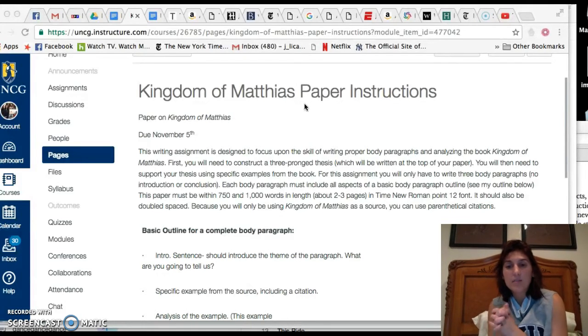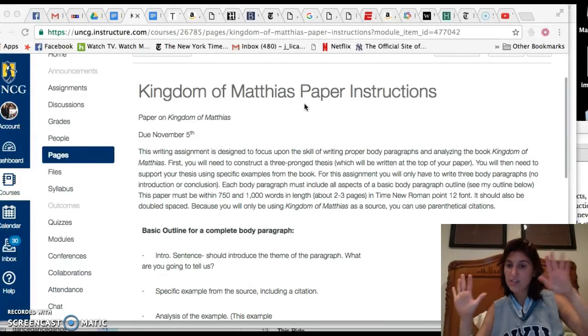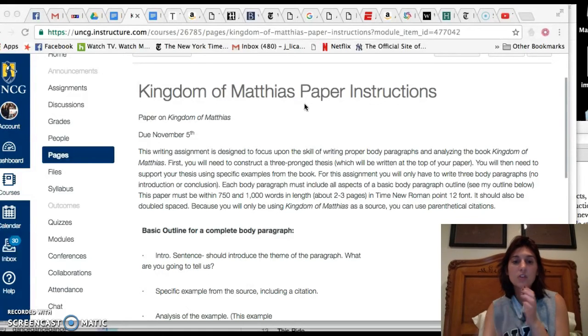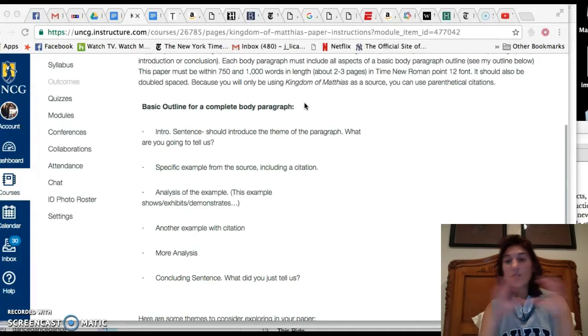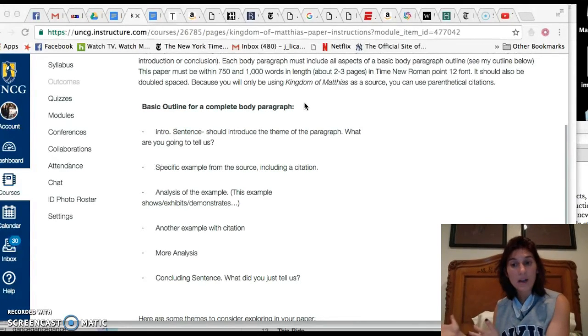I want your body, this is a skill that I think is really important, especially to history writing, is to be able to find good examples in history that prove your thesis, and then to support those examples with your own analysis showing the connection between those examples and your thesis, okay? So that's exactly what I want you to do. I want you to write an excellent 3-pronged thesis that explores different themes in the book. And then I want you to use each of those prongs to be the topic of 3 body paragraphs, right?